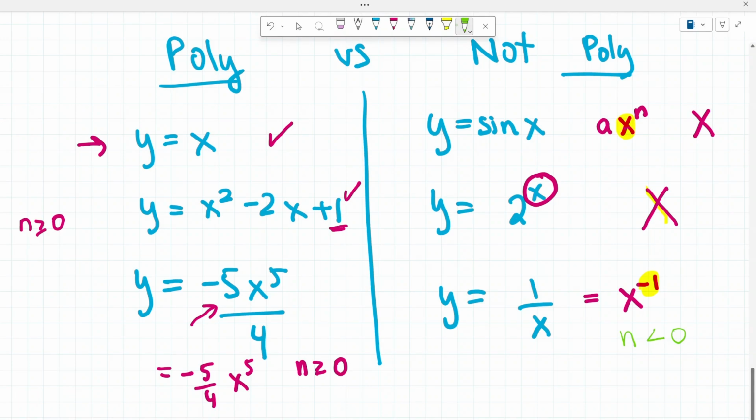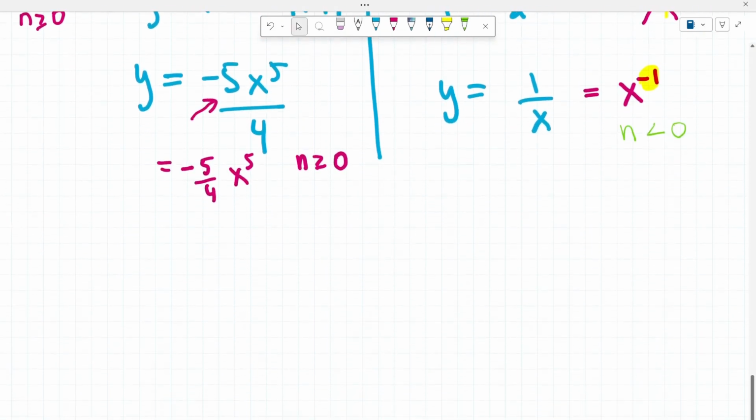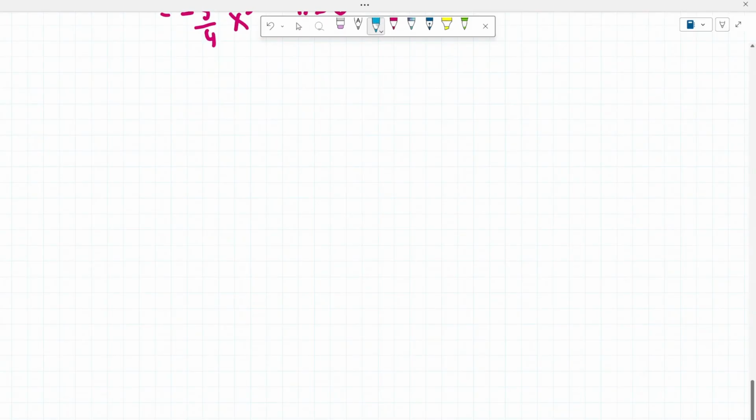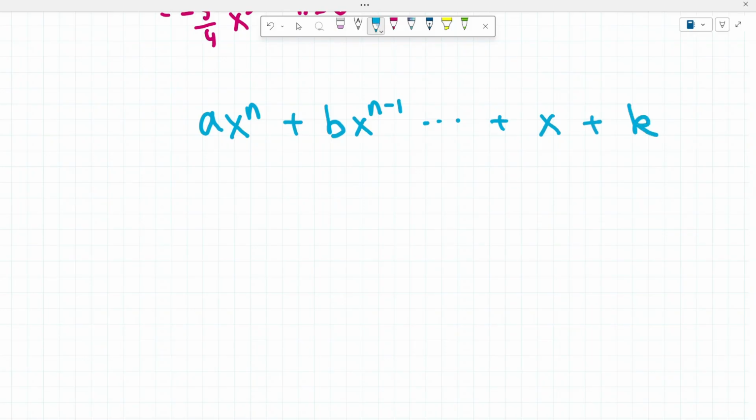So pretty much a polynomial just has to follow that standard form that we talked about. It has to be in that ax to the n plus bx to the n minus 1 all the way to x plus some constant k. It has to be in this format. It's okay, these values can be plus or minus as we go along. That's okay, but x has to remain as the base and n has to be a whole number and greater or equal to 0.